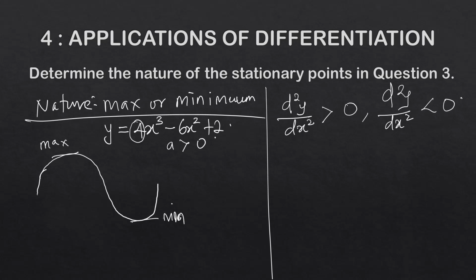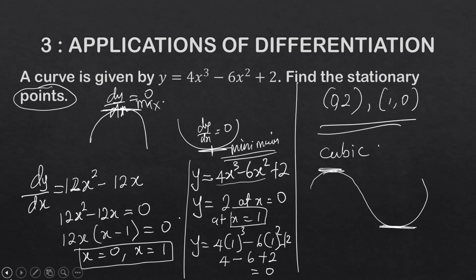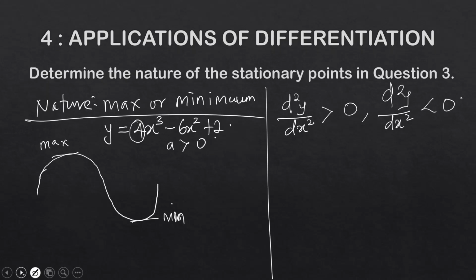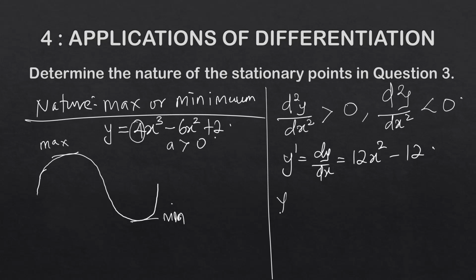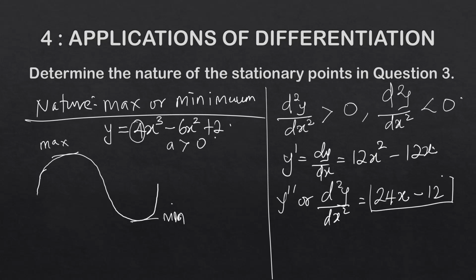Okay, so let's start. First of all, let's go back to the original derivative. What we had was 12x squared minus 12x. So y prime, dy/dx, was given as 12x squared minus 12x. So y double prime, or d squared y over dx squared, is going to be 24x minus 12. So this is the second derivative, okay?